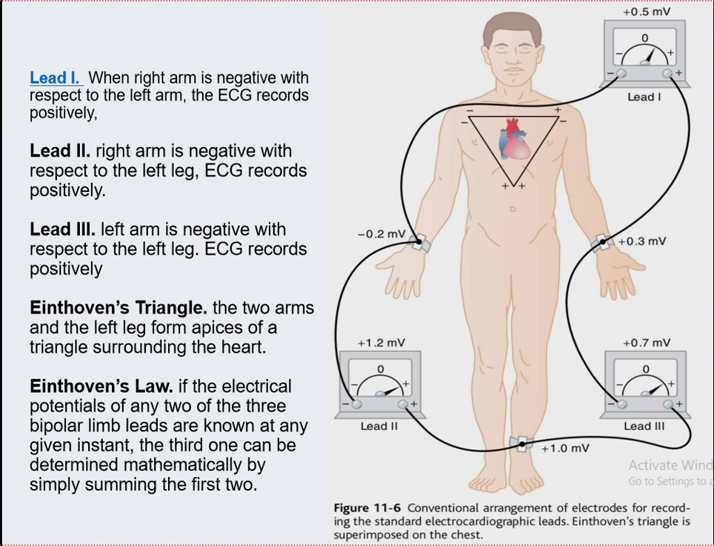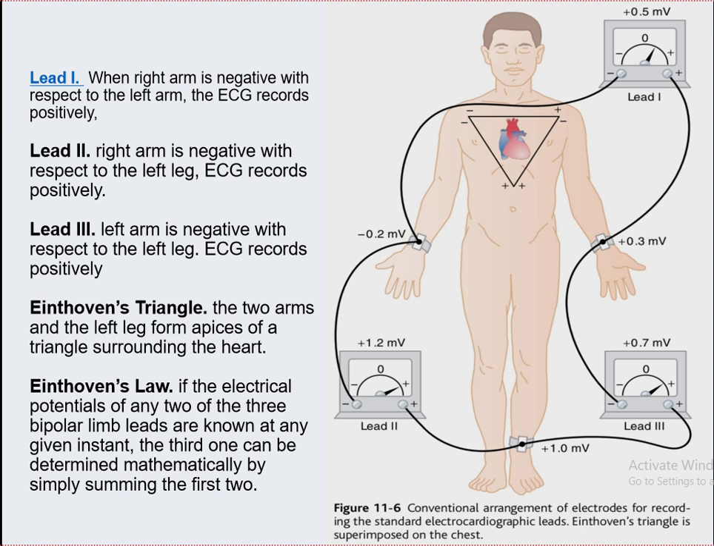You notice that? If you look at lead 3, this is lead 3. Its negative terminal, this is the negative side, is on the left hand, the positive terminal on the left leg. So since at this instant the left leg is more positive than the left hand, this is positive 1, this is 0.3, it will also give you a positive deflection. What does it mean? If this was more positive than this, it would have been to the negative side.